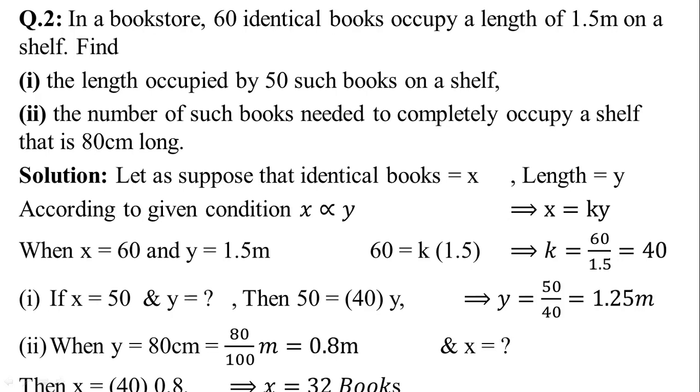40 multiplied by 0.8, this implies that x is equal to 32 books. So the answer of the second part is 32 books. Now we will solve question number 3.